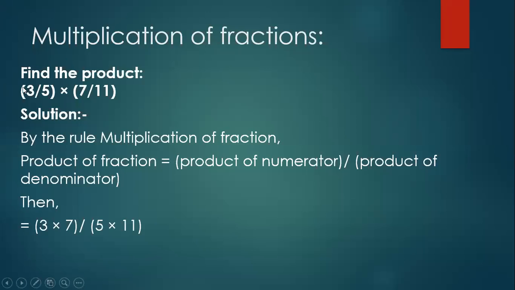What are the numerators? 3 and 7. What are the denominators? 5 and 11. Now children, 3 multiplied by 7 is 21. 5 multiplied by 11 is 55. We can see this can't be cancelled out further. 21 and 55 do not cancel out with each other. We can't divide them. And moreover, it is a proper fraction, as the numerator is less than the denominator. So when the numerator is less than the denominator, it's a proper fraction. We need not convert it into a mixed fraction.